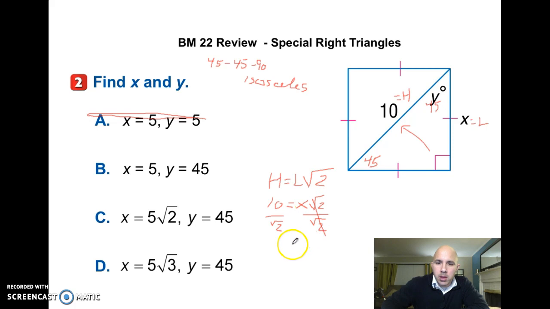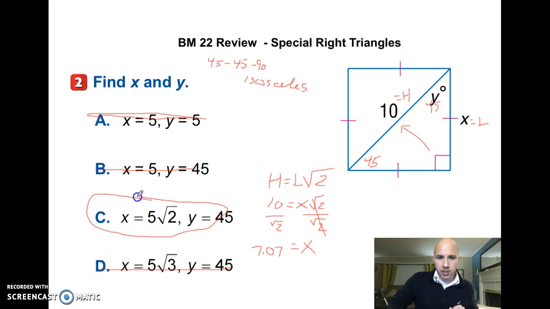Right, cancel out. You got X. And I'm just going to plug this into the calculator: 10 divided by square root of 2. All right, and I got a nice answer there, 7.07. All right, so I know this is not going to work for us. I'll plug in 5 square root of 2, which is also 5 square root of 2. So this will be my answer right here. All right, questions? Let me know.